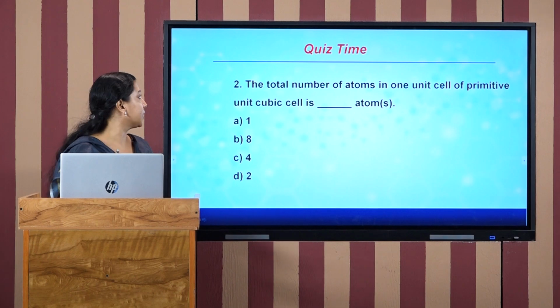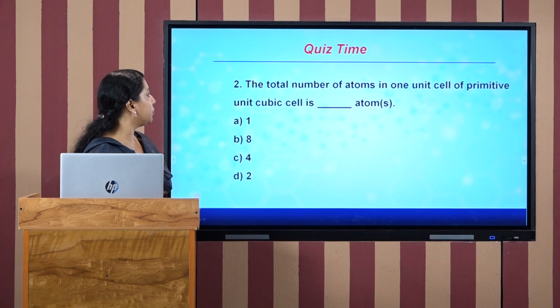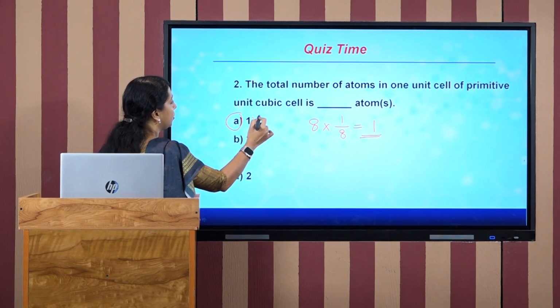Now, the second question: the total number of atoms in one unit cell of a primitive unit cubic cell is dash. So, we have seen that there are 8 corners. So, 8 atoms. The contribution of each atom is 1/8. So, there are 8 such atoms. So, 8 into 1/8 is equal to 1. So, the number of atoms per unit cell in a primitive unit cell or cubic unit cell is equal to 1. Therefore, the correct option is option A, 1.